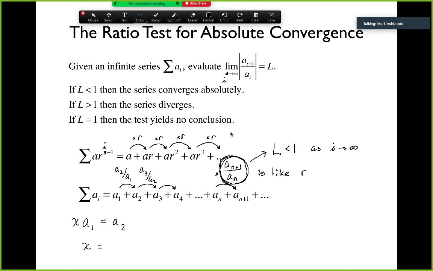Okay, does the premise make sense? All right, so let's do a couple examples. We've got 3 minutes left.